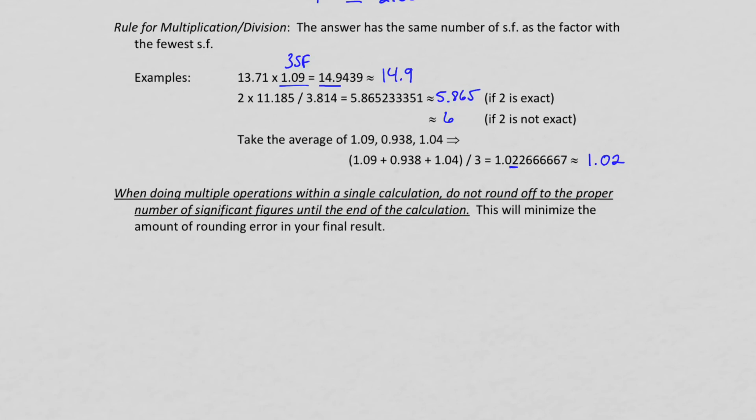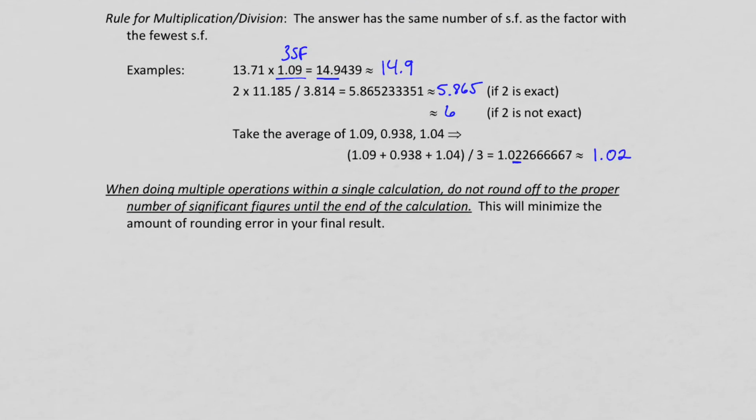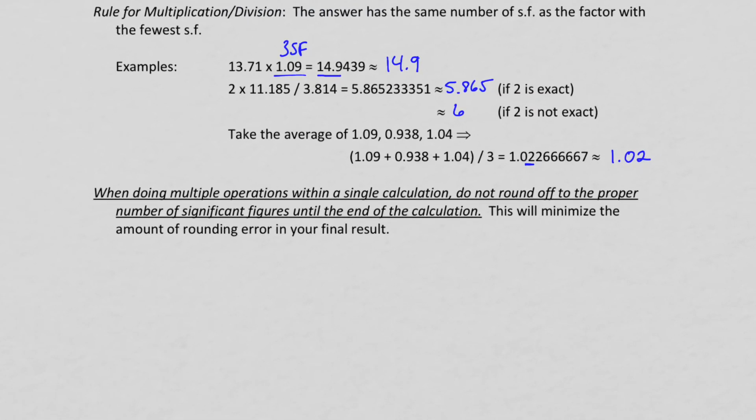Reading this nice little underlined thing at the bottom. Very, very important. When doing multiple operations with a single calculation, do not round off to the proper number of significant figures until the end. This will minimize your rounding error and increase the accuracy in your final result.